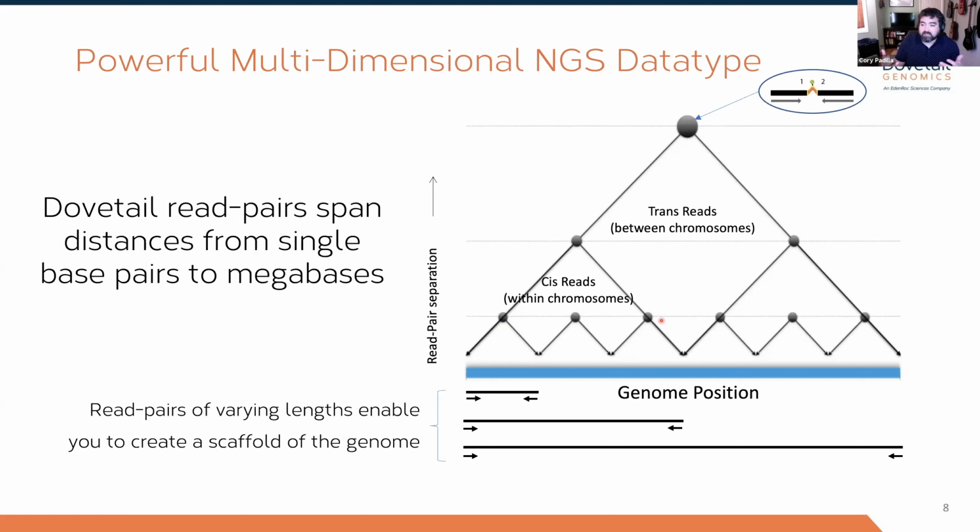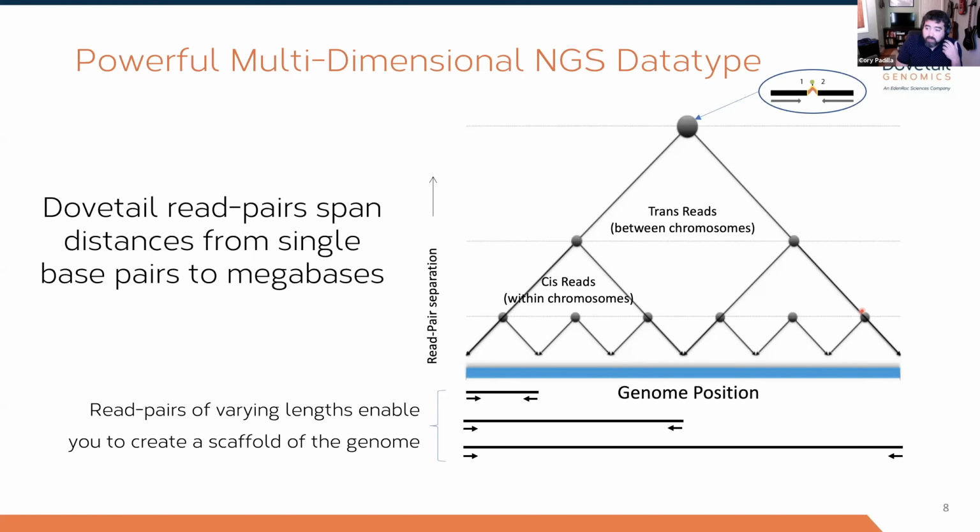And these events can span from single base pairs, because this is just NGS sequencing, you'll capture single bases along this read, but then they also span megabases where this read pair separation can be as large as basically the chromosome. And so it's a very powerful data type.